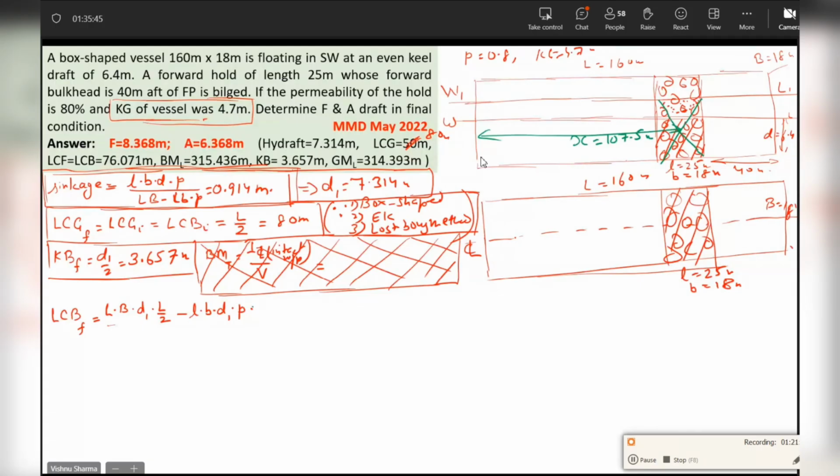Yes, sir. Divided by LBD. Put these values, and does the LCB come as 76.071 meters? There can be a one place difference in the third decimal place. If I've calculated LCF, then maybe it can be the same, can be 1 point up or down in the third decimal place.